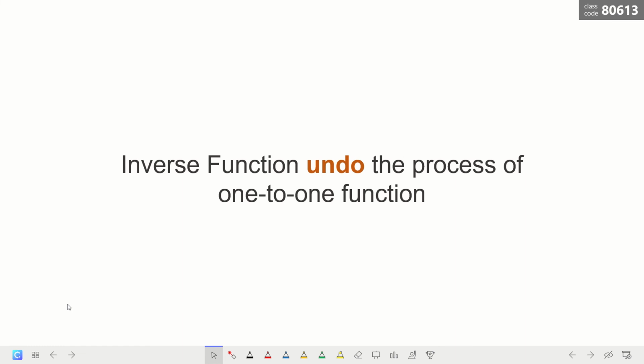So whatever the 1-to-1 function does to the input in order to produce an output, the inverse function undoes the process in order to look for the value of that input. So in this lesson, you need to review the concept of the inverse properties of addition and multiplication. So first, let's have our additive inverse. So the inverse of addition is subtraction.